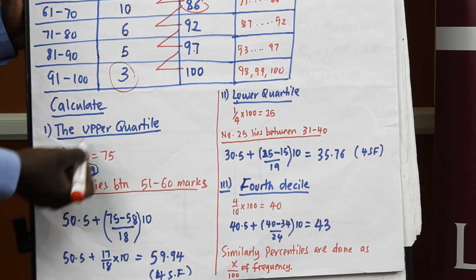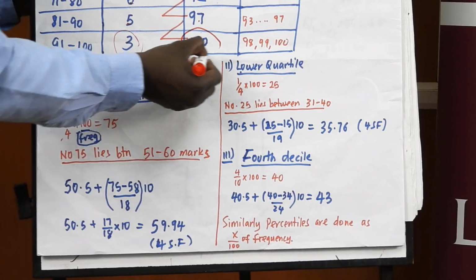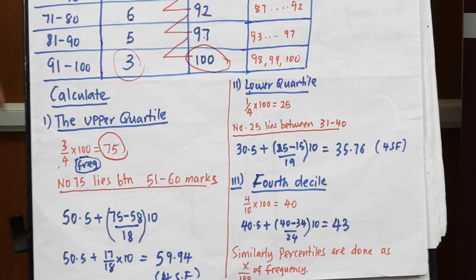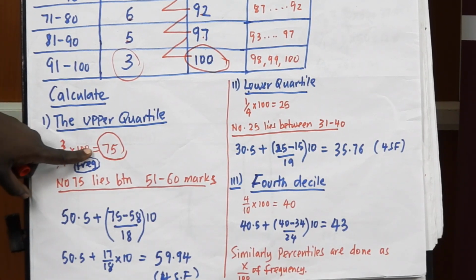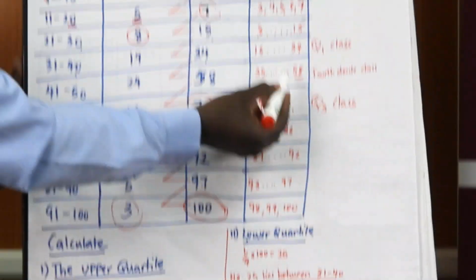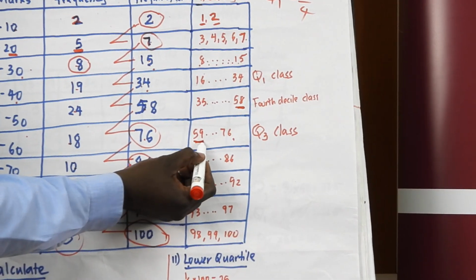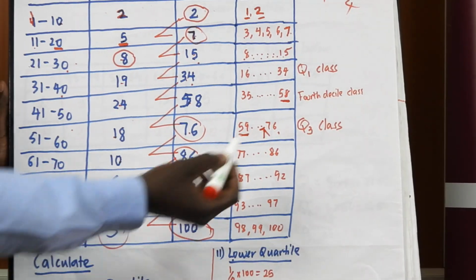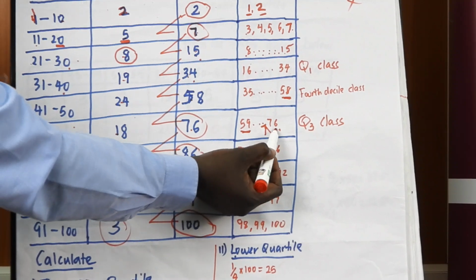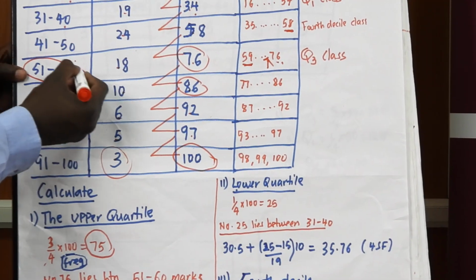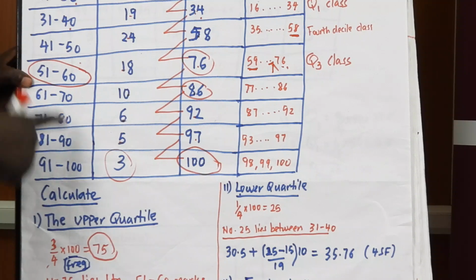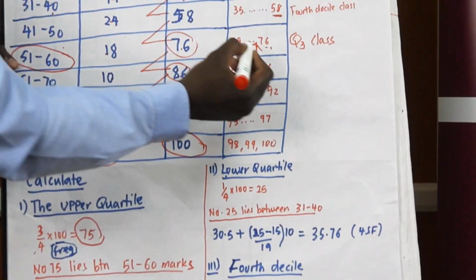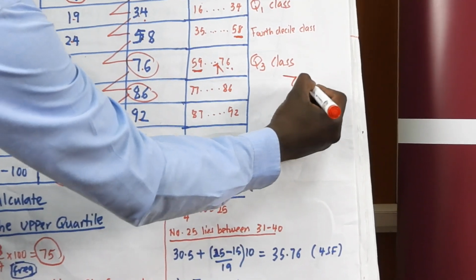So to get the upper quartile is 3 quarters. There are 100 students. Total number of students is 100. So we need to know where student number 75 lies. 3 quarters of 100. Where is student number 75? If we look here, the last one here is 58, 59. Definitely 75 lies here, because the last one here is number 76. So we take the lower class limit of this class, 51, the lower class limit is 50.5. Then we look for his position. His position is number 75 minus 58.